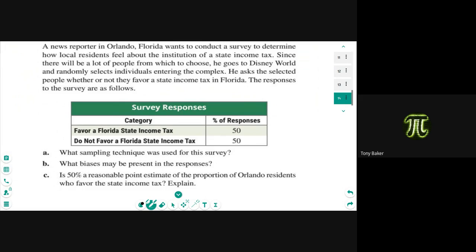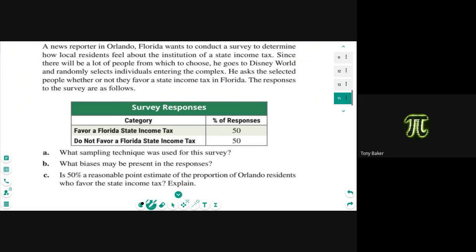What biases are presented in this data? Or possible biases in the responses? Yeah. A lot of people who go to Disney don't live in Florida. Unless he's asking specifically if you live in Orlando, Florida, most people he's going to ask probably aren't from there.